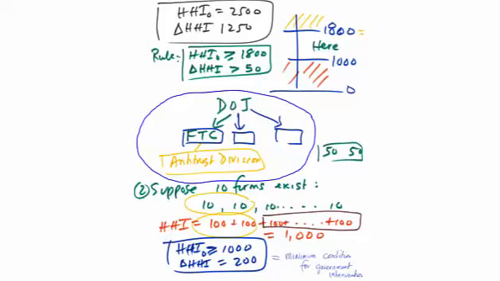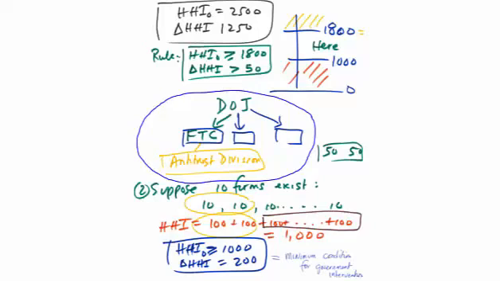The rule is that if the HHI exceeds 1,000 and the change in the HHI is 200, then the DOJ's Antitrust Division prepares a case to block the merger. So let's ask, if two of these firms were to merge, by how much will the HHI change?